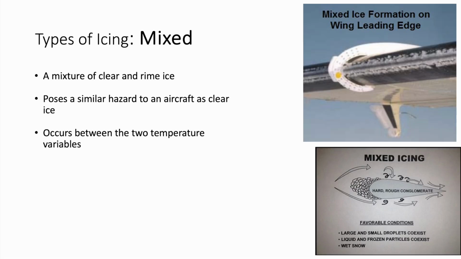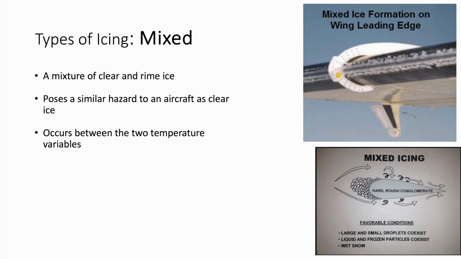You get mixed ice, which is due to a combination of conditions where you go from warm to cold, or I'd say cold to a little bit warmer temperatures. You can get a combination of clear and rime ice.